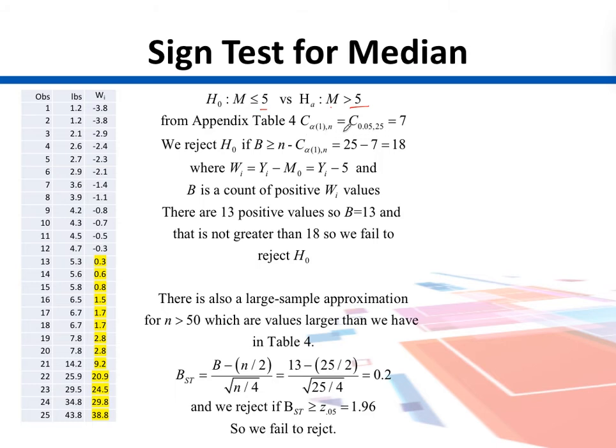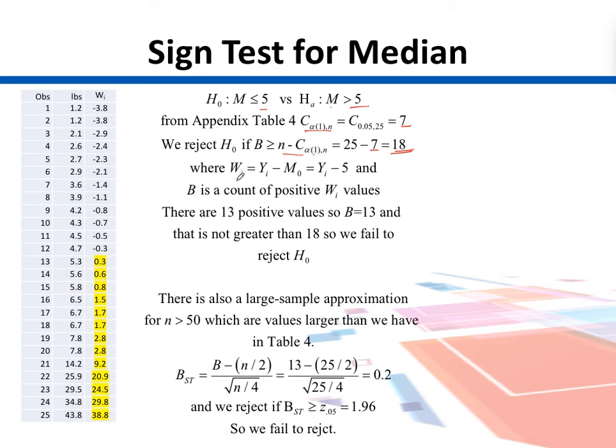So for the lower confidence interval, C alpha 1, now we go for this one-sided at n, and coincidentally this was also 7, and for the upper it should be n minus C alpha 1n, so that's 25 minus 7, so here it's 18. So we reject the null hypothesis if b is greater than n minus C alpha 1n, that is 18. So if positive numbers are greater than 18, we will reject the null hypothesis.